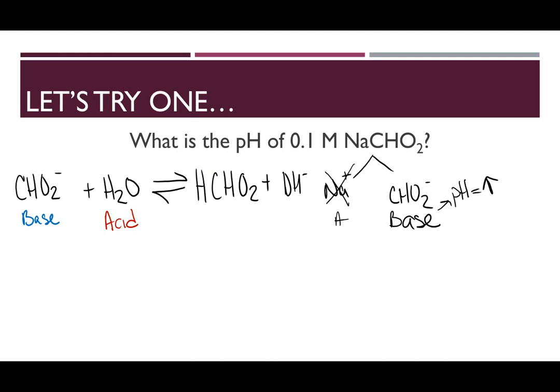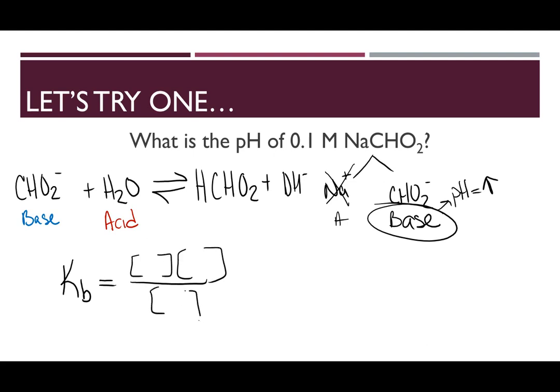All right. So we've got our salt. We determined it's going to have a basic effect. We wrote down the equation. Now we're going to write the Kb. So again, base. We're going to write the Kb value, and that is just products over reactants. So we've got HCHO2, OH⁻, and then CHO2⁻.